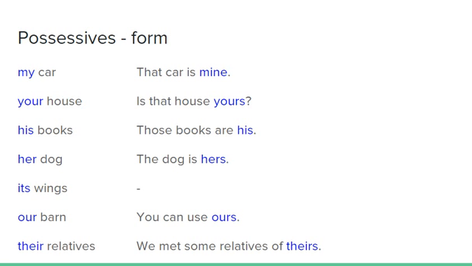The form of possessives. My car. That car is mine. Your house. Is that house yours? His books. Those books are his. Her dog. The dog is hers. Its wings.